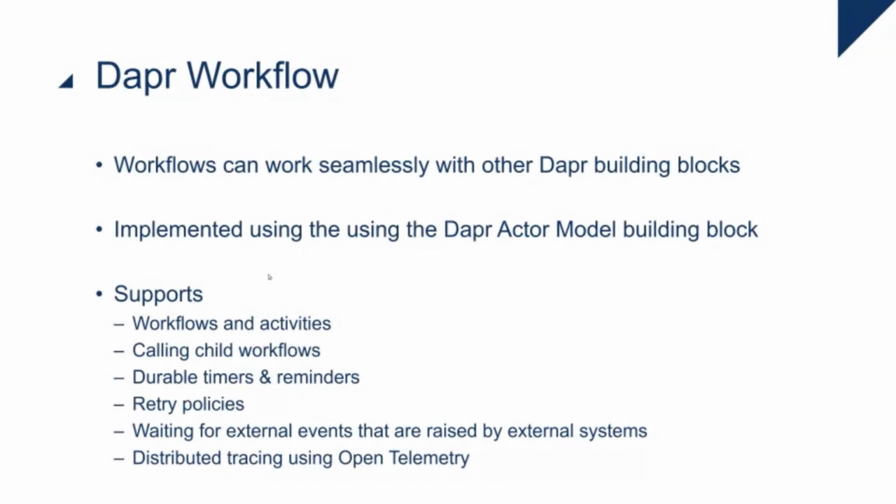You can actually call child workflows to do some sub-process like processing. You can do durable timers and reminders, just as the actor model provides you. So you can just wait on a certain action or set a certain timeout on an action that needs to wait for a certain time. You can use those as well.